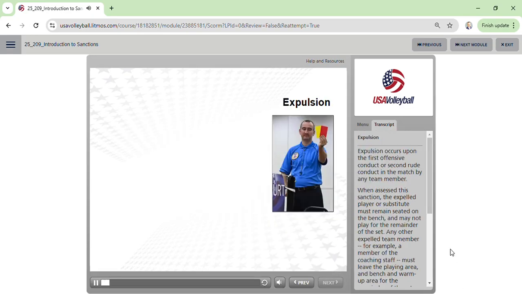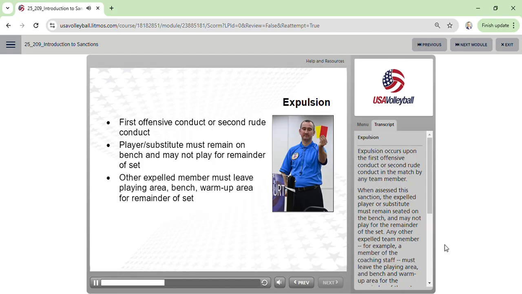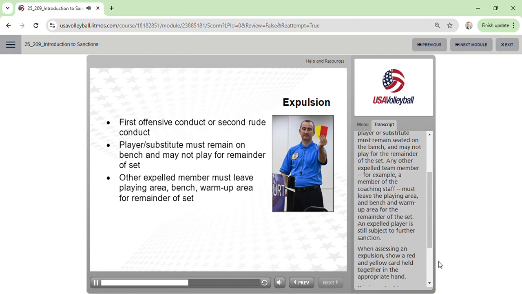Expulsion occurs upon the first offensive conduct or second rude conduct in the match by any team member. When assessed this sanction, the expelled player or substitute must remain seated on the bench and may not play for the remainder of the set. Any other expelled team member, for example a member of the coaching staff, must leave the playing area and bench and warm-up area for the remainder of the set.